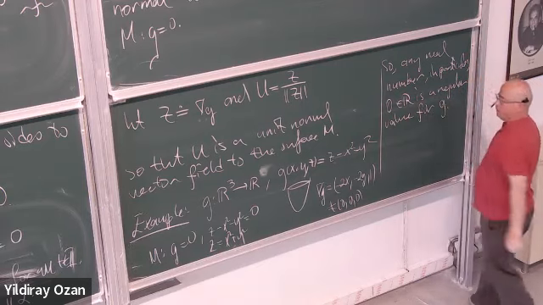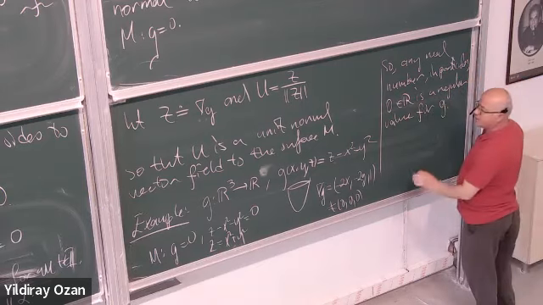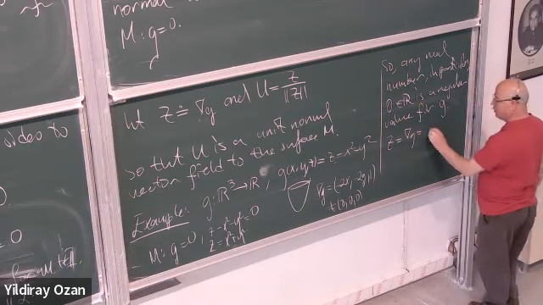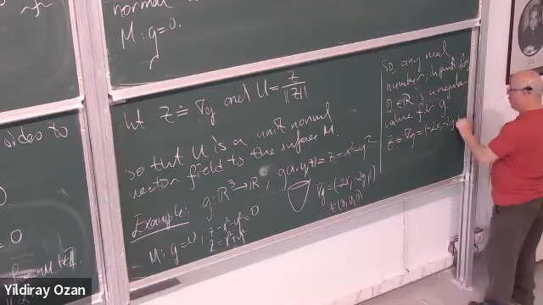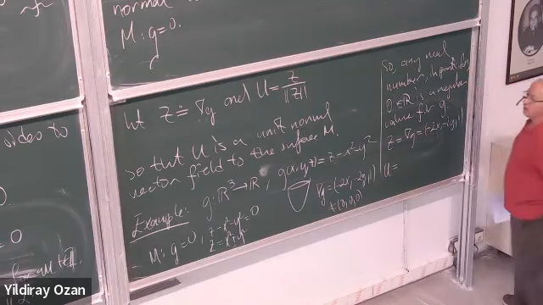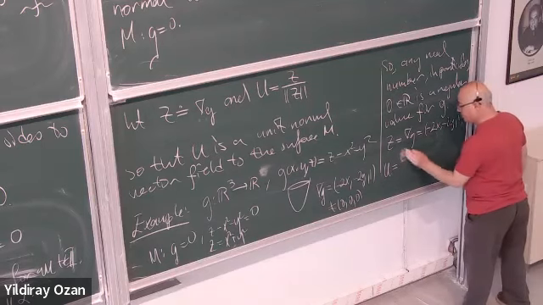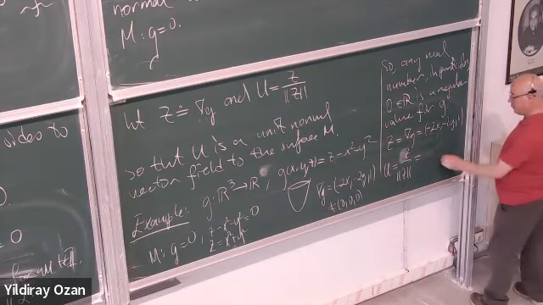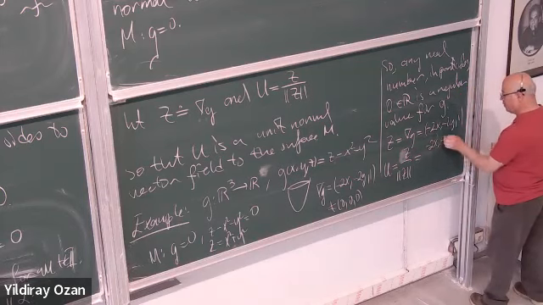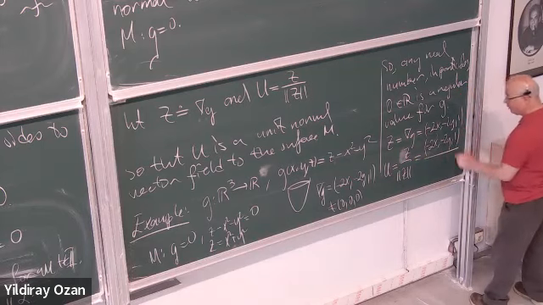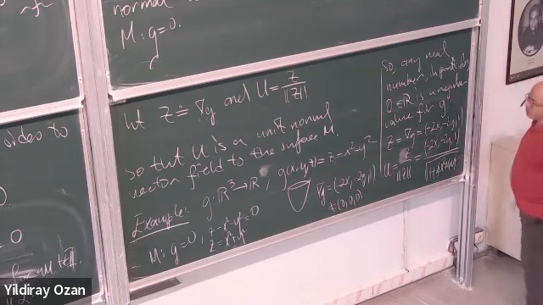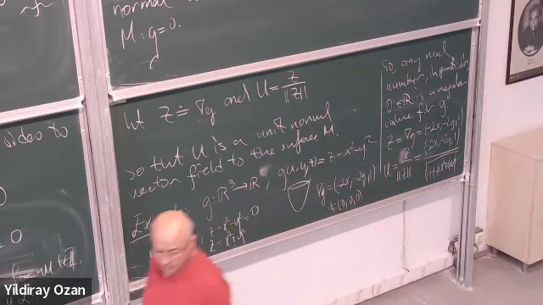What is Z in this case? So Z is equal to the gradient of G, which is just (minus 2x, minus 2y, 1). And what is the normal field? Z divided by its length. So it is just (minus 2x, minus 2y, 1) divided by the length of this vector, which is the square root of 1 plus 4x squared plus 4y squared. So this is the normal field.